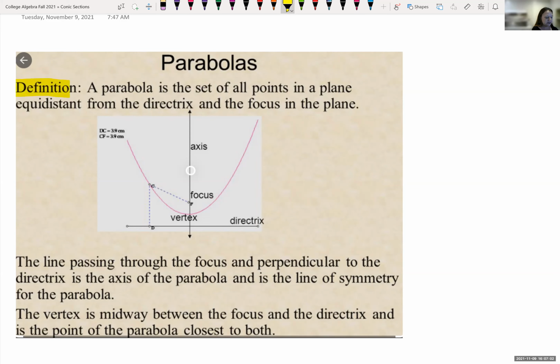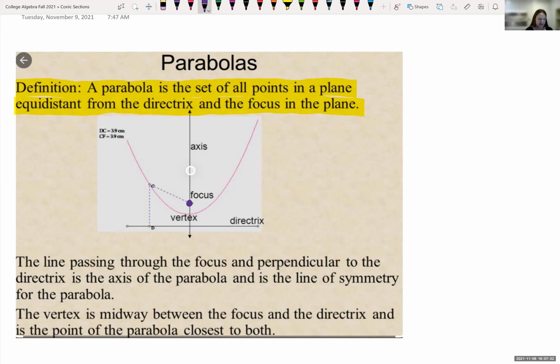So right here, the definition of a parabola is a set of all points in a plane equidistant from the directrix and the focus in the plane. Okay, so for our parabola, you're going to see this point right in here. Our parabola shape always faces towards the focus. And so if we know where the focus is, we know which direction, and we know where the directrix is, we know what direction our parabola is facing.